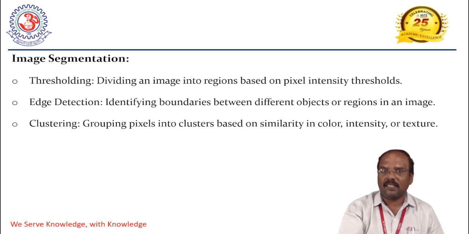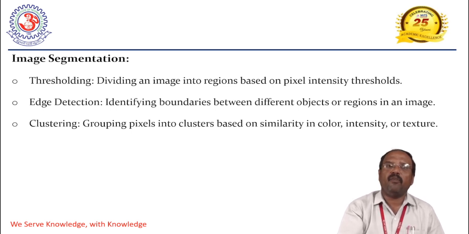Now, one of the main concepts here is image segmentation. In this, we have thresholding, edge detection, and finally clustering. Thresholding is dividing an image into regions based on pixel intensities. That is what holds in thresholding.